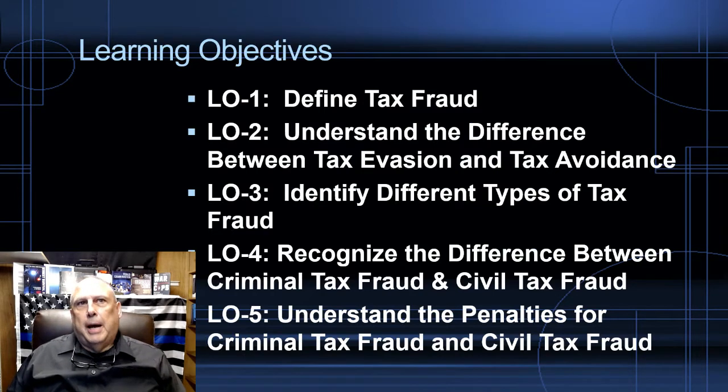By the end of this chapter, you should be able to define what a tax fraud is. You should be able to understand the difference between tax evasion and tax avoidance. That's a major difference that we're going to talk about. You should be able to identify different types of tax fraud. We'll talk about several different types. You should be able to recognize the difference between criminal tax fraud and civil tax fraud. And then finally, you should be able to understand the penalties for criminal tax fraud and civil tax fraud.